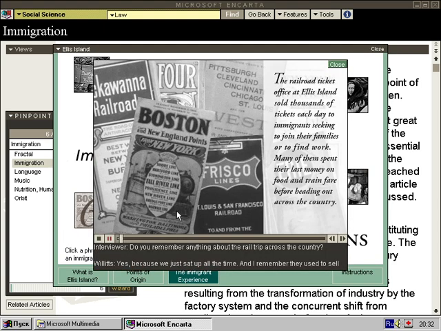Do you remember anything about the rail trip across the country? Yes, because we just sat up all the time. And I remember they used to sell lunch boxes here. Here at Ellis? Right. And I remember my mother saying, we're going to buy enough stuff here to last us the whole way because we're not going to spend any more money.